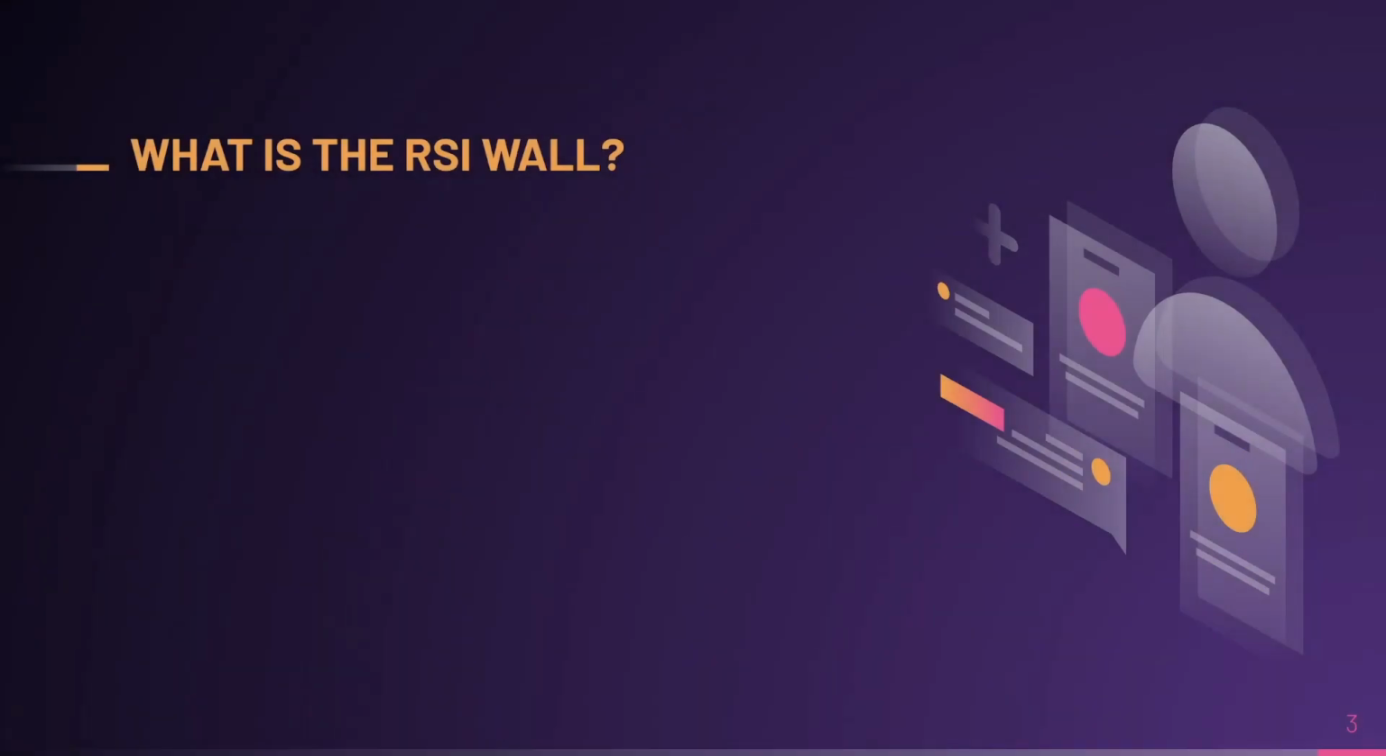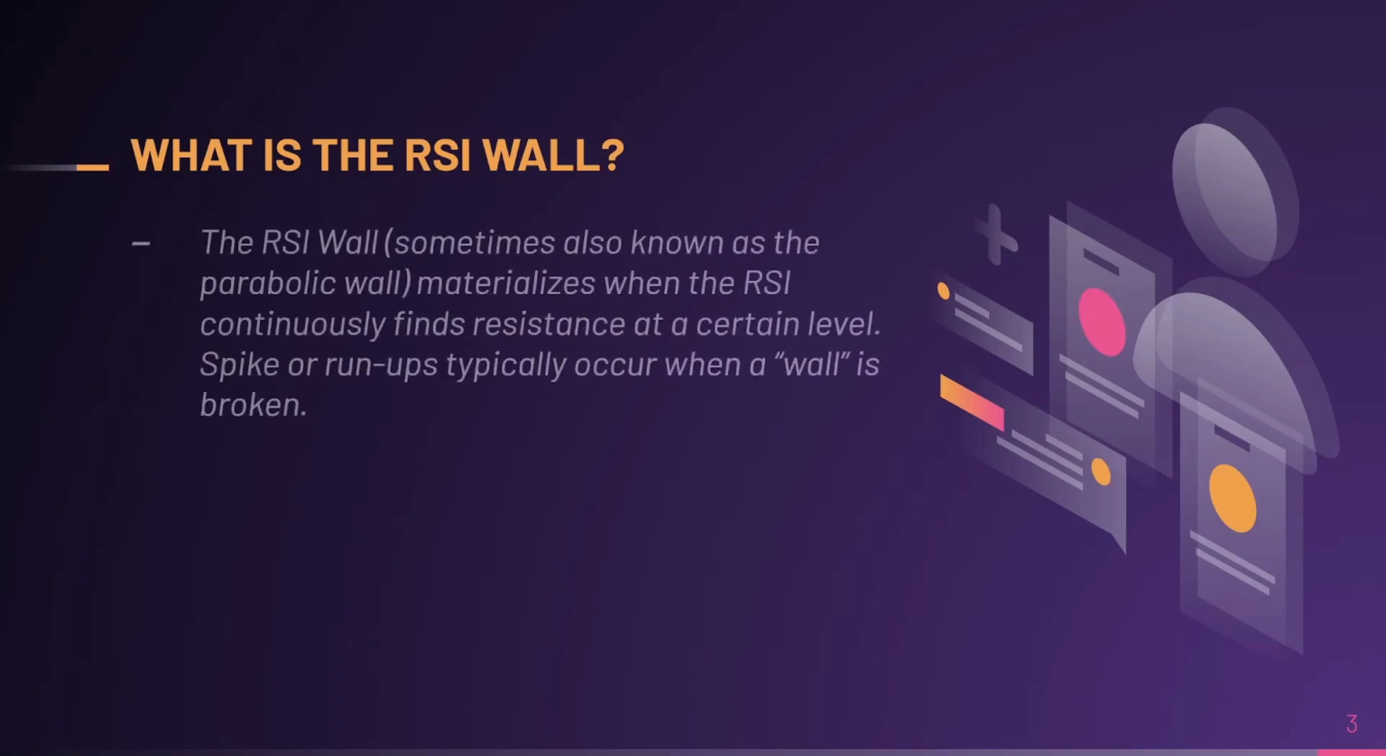Okay? Now, ano nga ba ang RSI wall? Alright? The RSI wall, sometimes also known as the parabolic wall, materializes when the RSI continuously finds resistance at a certain level. Spikes or run-ups typically occur when a quote-unquote wall is broken. So, this will make more sense when we go to our examples, no?